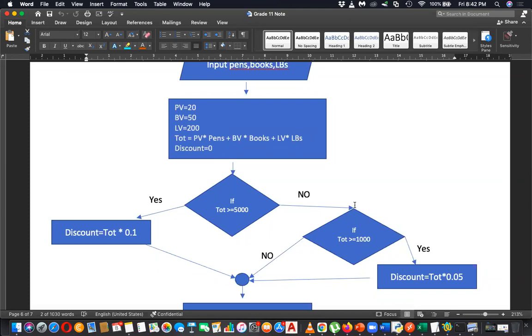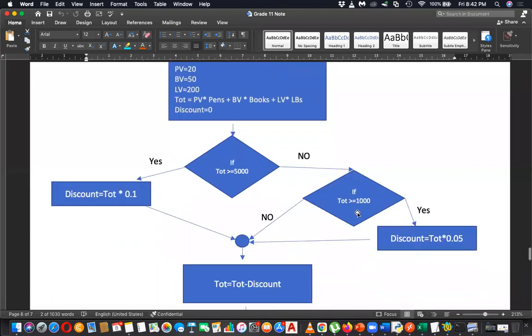You have to decide. So here, the junction is this. If total is greater than 5,000, then 10% discount. If not, again, if it is greater than 1,000, if it is like 3,000, 3,000 is not greater than 5,000, then it will come to here. But 3,000 is greater than 1,000. If it is greater than 1,000, then 5% discount.